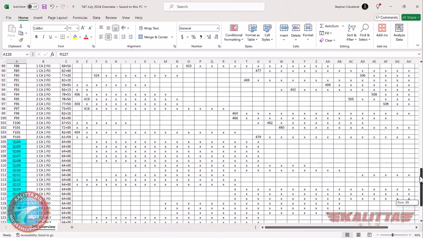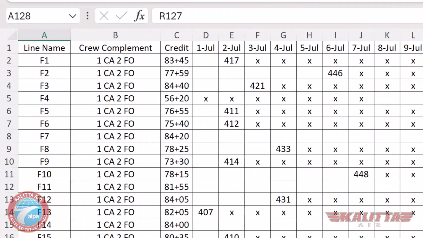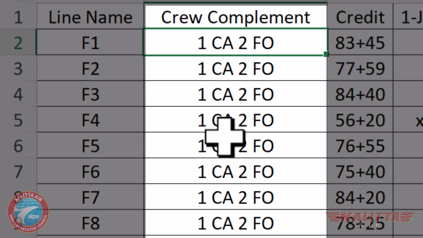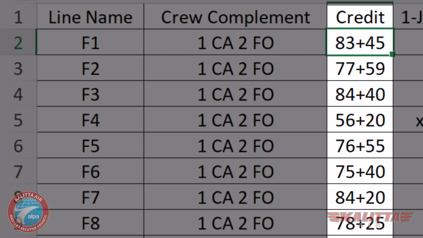All right. So the overview will show, like I said, the crew complement. So if you're a captain, you're going to know that's a 1 captain line. We do have 2 captain lines in bidding. And then if you're an FO, you would know this is a 2 FO line. Makes sense. So you know what your complement is. The credit, which is probably very important, is what you're going to get paid.